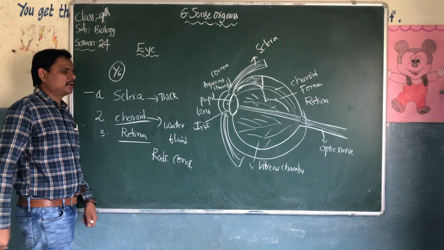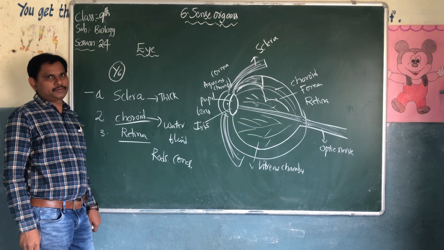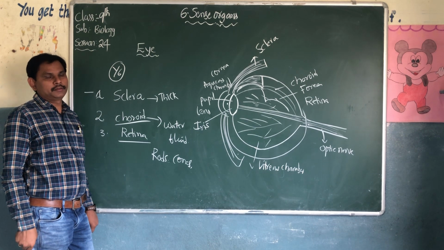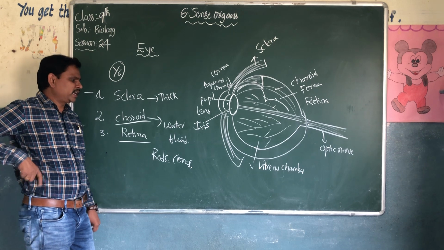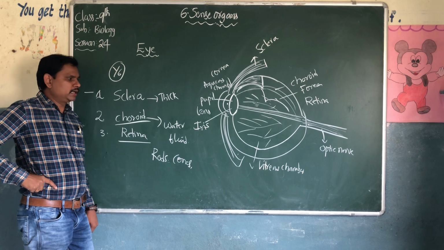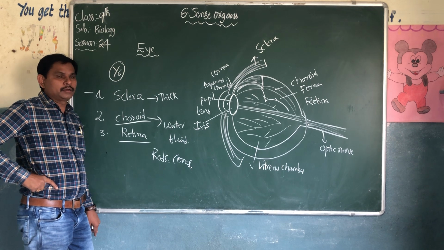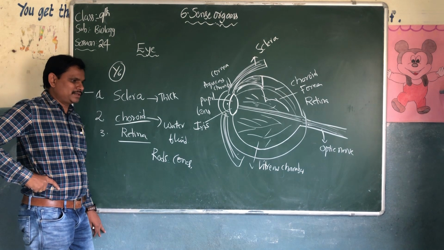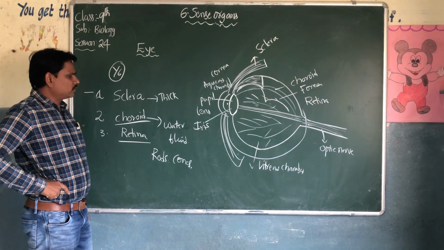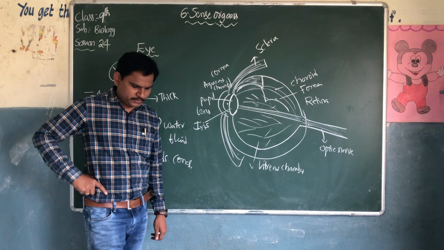We can see the retina, the blind spot, where there is no vision, and the yellow spot, where we get the best vision. We can also see what the rods and cones are. What is the function of this eye?